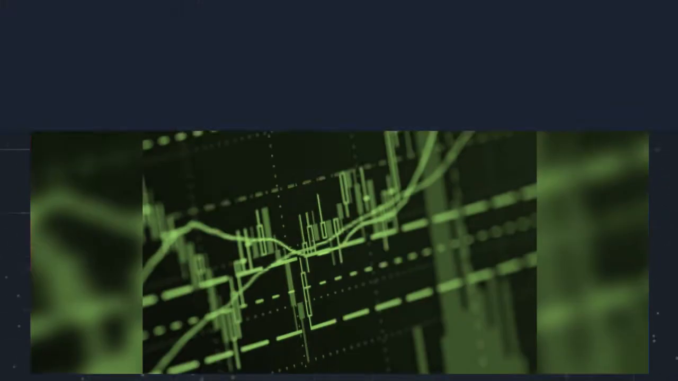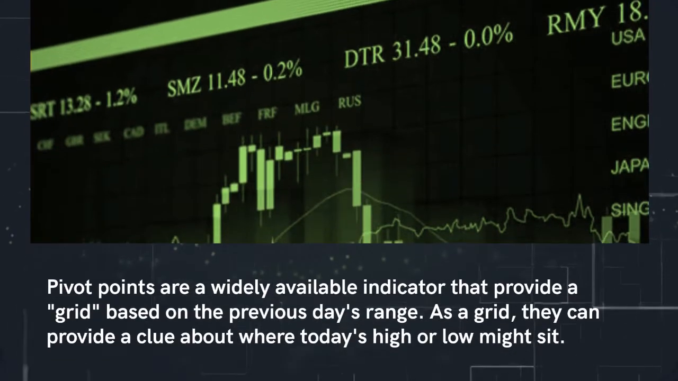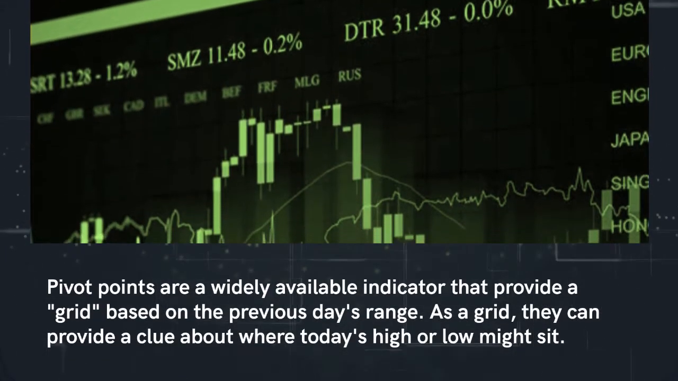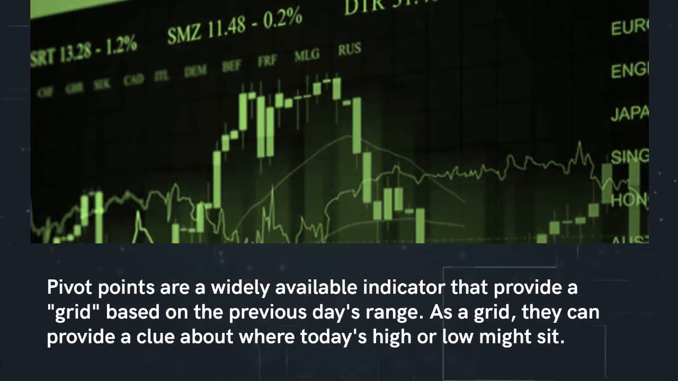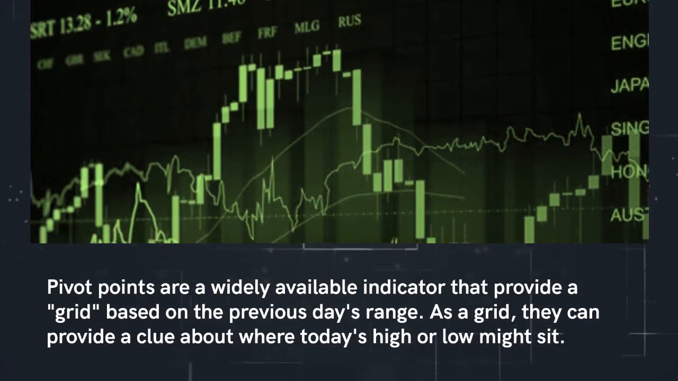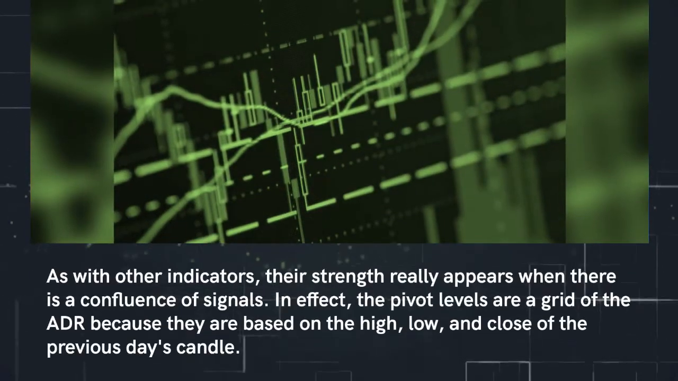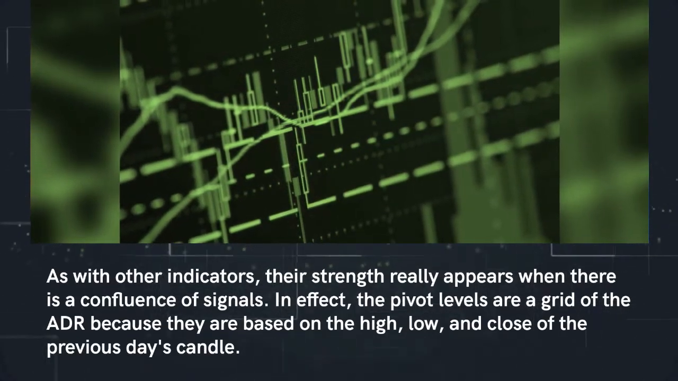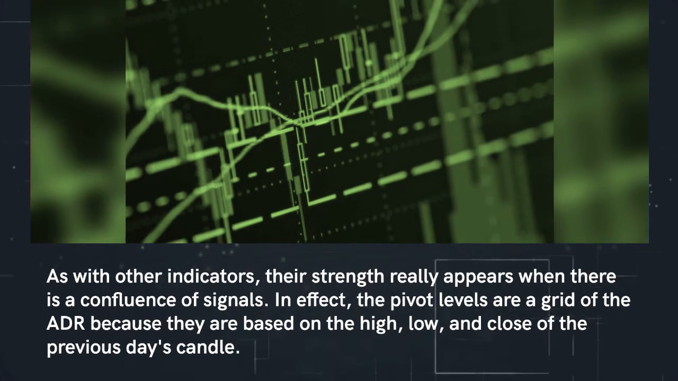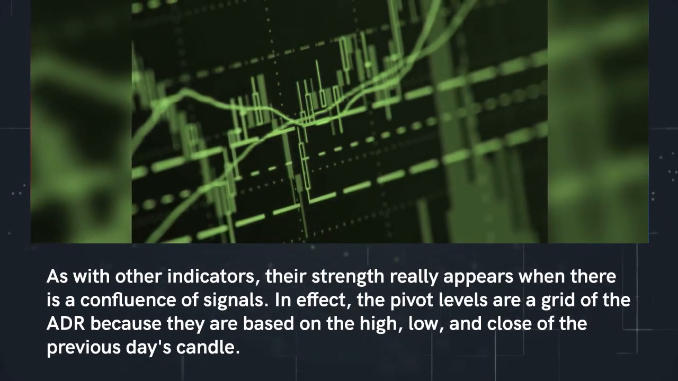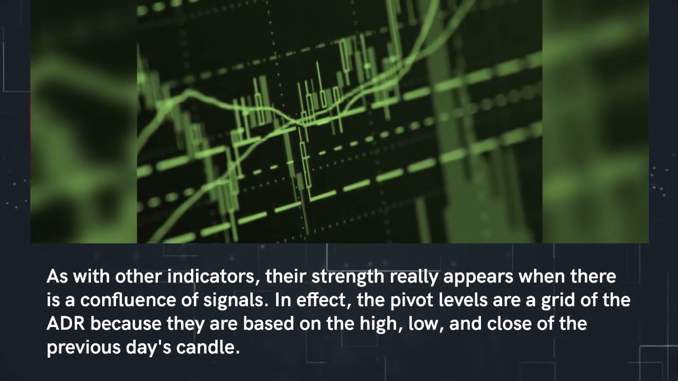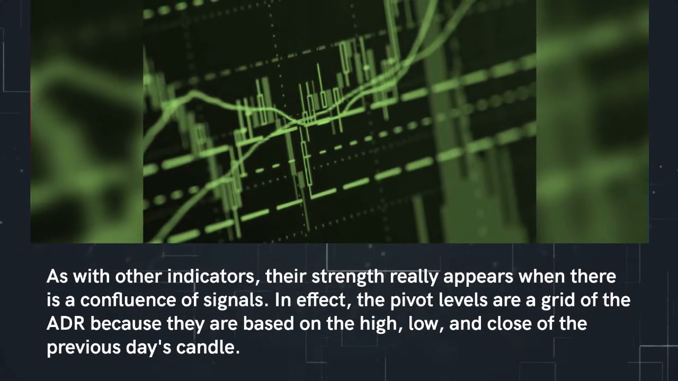Pivots. Pivot points are a widely available indicator that provide a grid based on the previous day's range. As a grid, it can provide a clue about where today's high or low might sit. As with other indicators, their strength really appears when there is a confluence of signals. In effect, the pivot levels are a grid of the ADR because they are based on the high, low, and close of the previous day's candle.